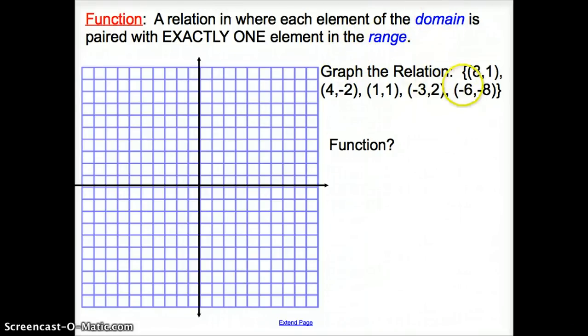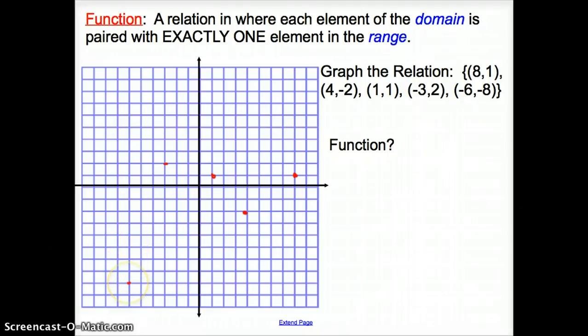So if we were to graph this relation, we have (8, 1), so we go over 8 on our x first. Right here, there's 8, and then up 1. So we put a point. Then (4, 2). So we go over 4, up 2, put a point. (1, 1), put a point. (-3, 2), up 2, put a point. And (-6, -8).